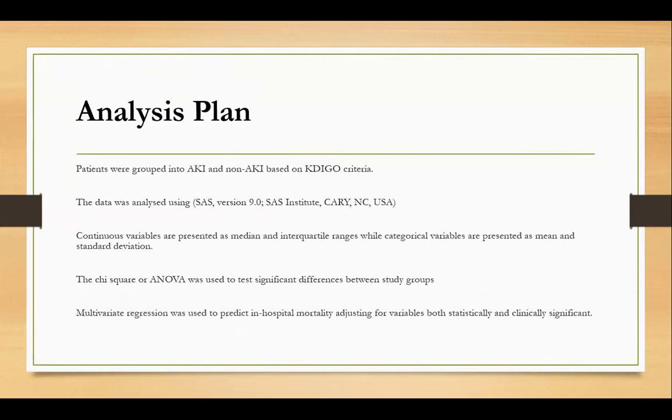So patients were grouped into AKI and non-AKI groups. We used SAS version 9 from SAS Institute for analysis. The continuous variables are presented as median with interquartile ranges, while the categorical variables are presented as mean and standard deviation. The chi-square or ANOVA was used to test significant differences between study groups. Also, we did multivariate regression to predict in-hospital mortality, adjusting for variables of statistical and clinical significance.